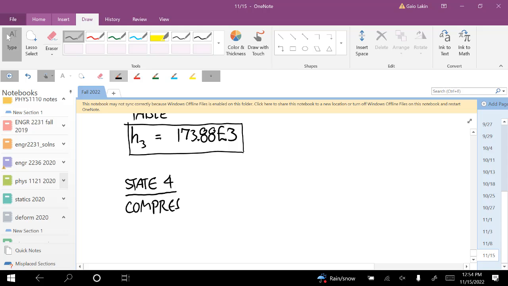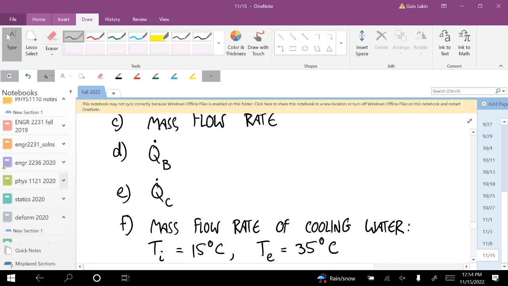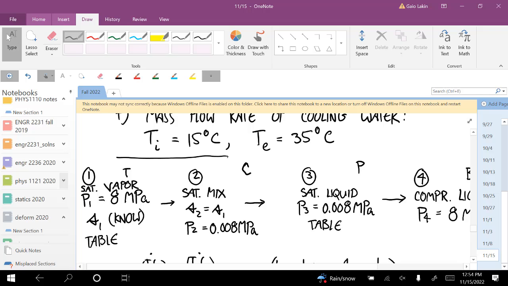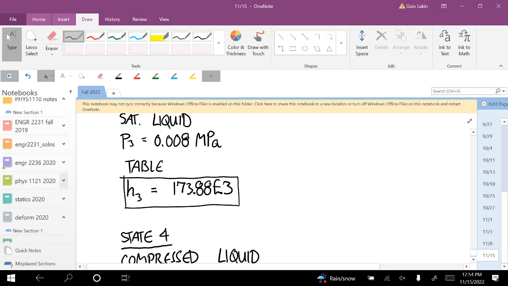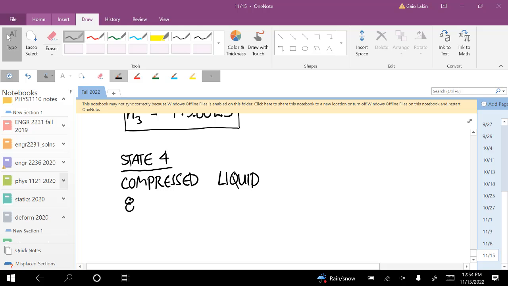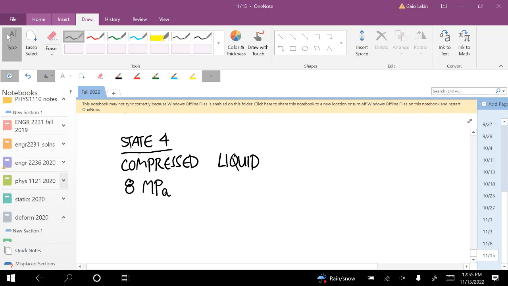And so we don't have enough information yet, at least, to look it up in the table. We do know the pressure is 8 megapascals. We don't know anything about the temperature. I don't see a way that we're going to look this up in the table. So let's think if we can use the incompressible assumption.